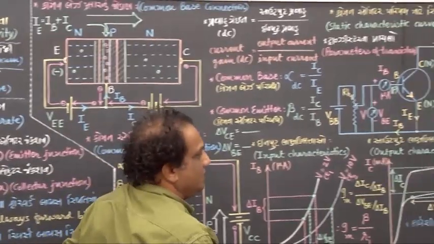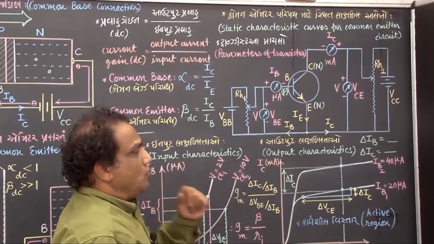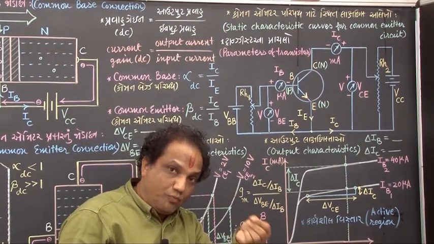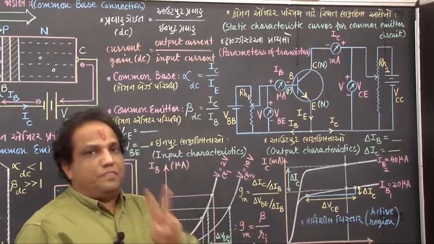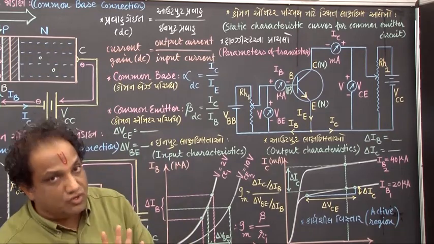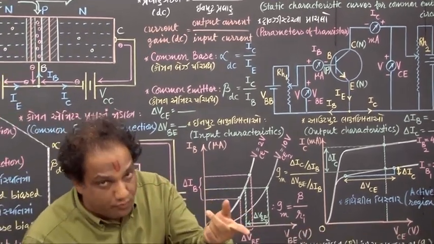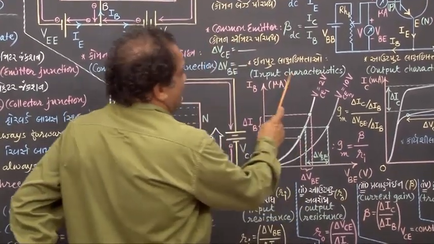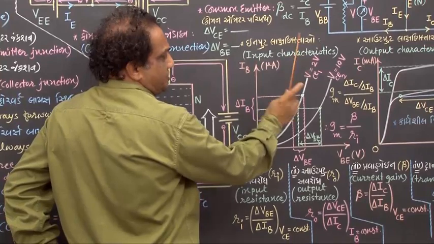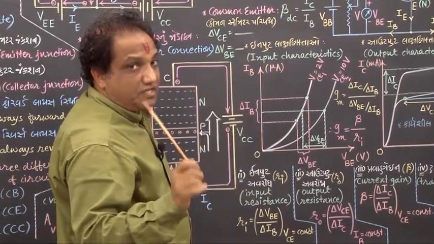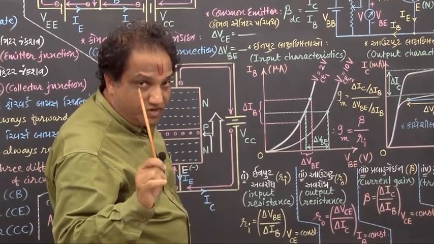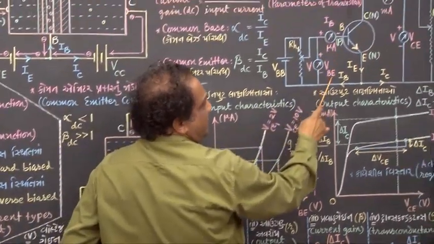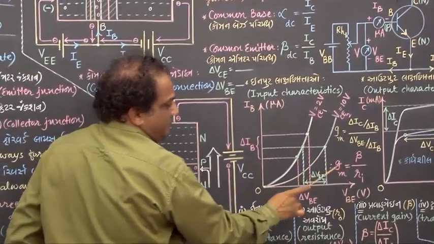Fine. Now here, how to draw input static characteristic curves and how to draw output static characteristic curves. There are two types of static characteristic curves. One is input, another is output. Let us see these curves one by one. First of all, we go for input characteristics. Input characteristics are the graphs of input current versus input voltage. That is IB versus VBE.